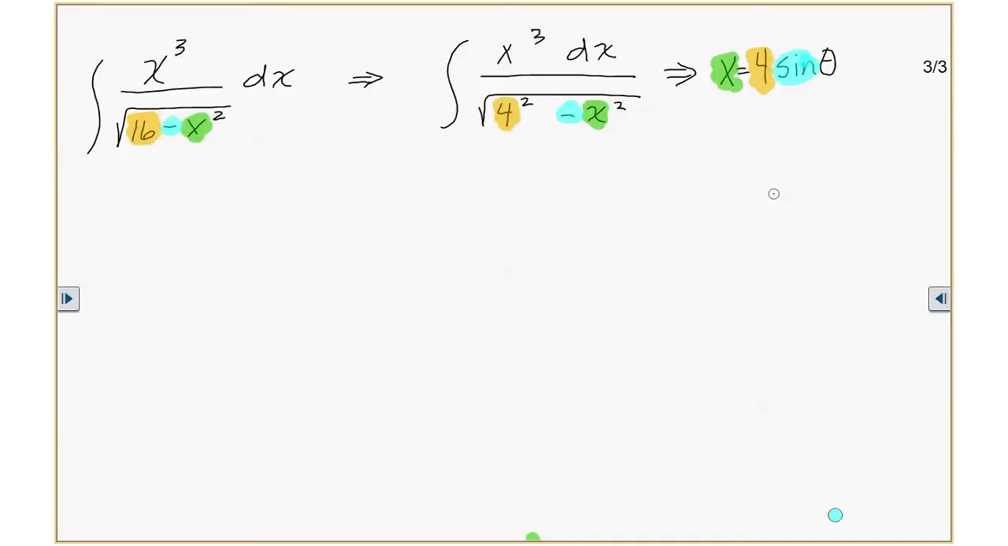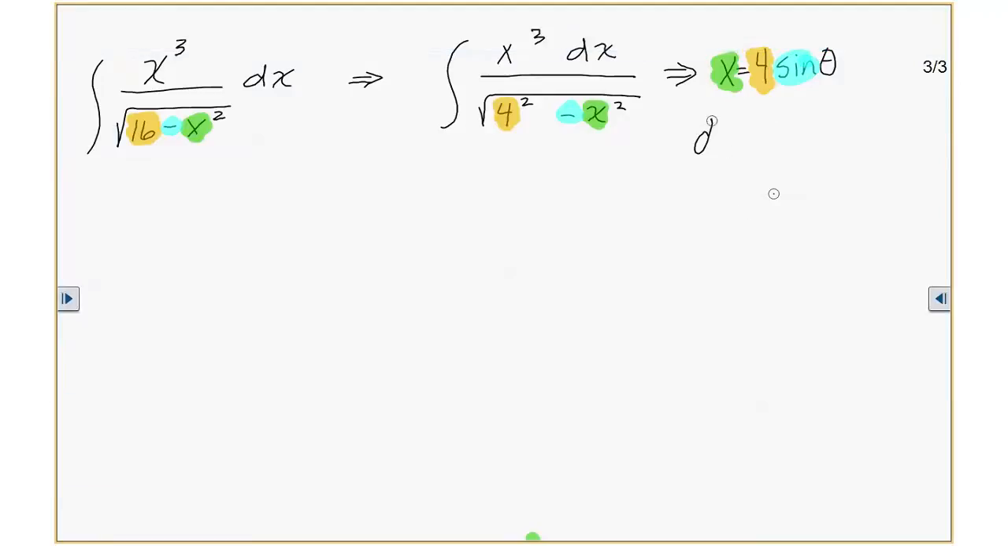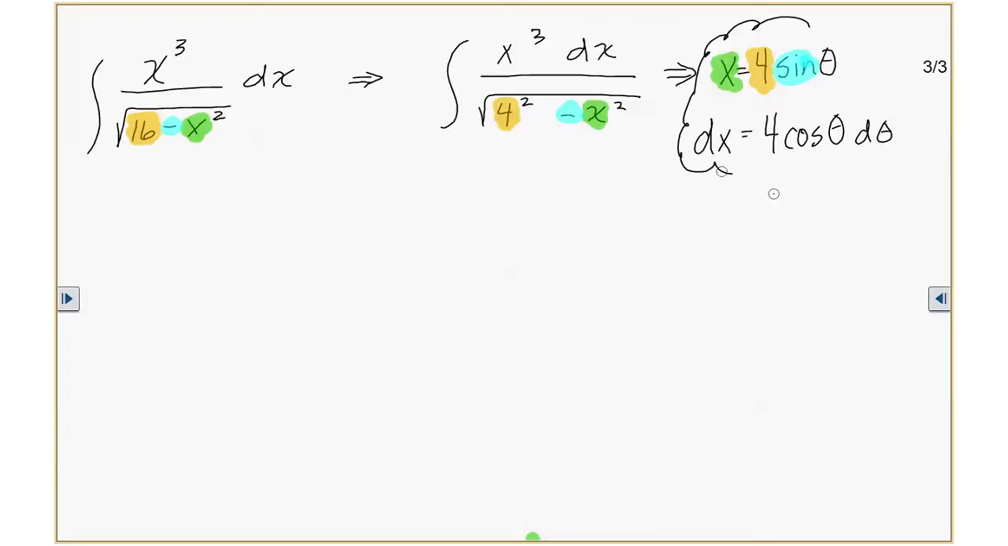Now the second thing you do, after you find x, what do you think we're going to find after we do x? dx. So if x is equal to 4 sine of theta, what's dx? Just set up your 4 corners of your puzzle right there.